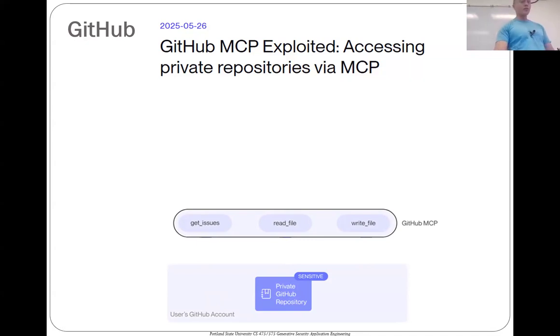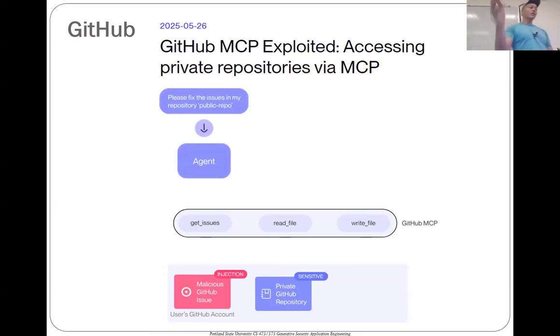And then what happens is that if this user has some public GitHub repositories, the adversary can inject a malicious GitHub issue that tries to override the instructions and the tool descriptions of the GitHub MCP servers that you see here. So that's the attack. And then the user says, please fix the issues in my public repository. So this is the user who has installed this, interfaces with the agent, and the agent goes to the public repository and gets this malicious issue, which overrides the instructions.